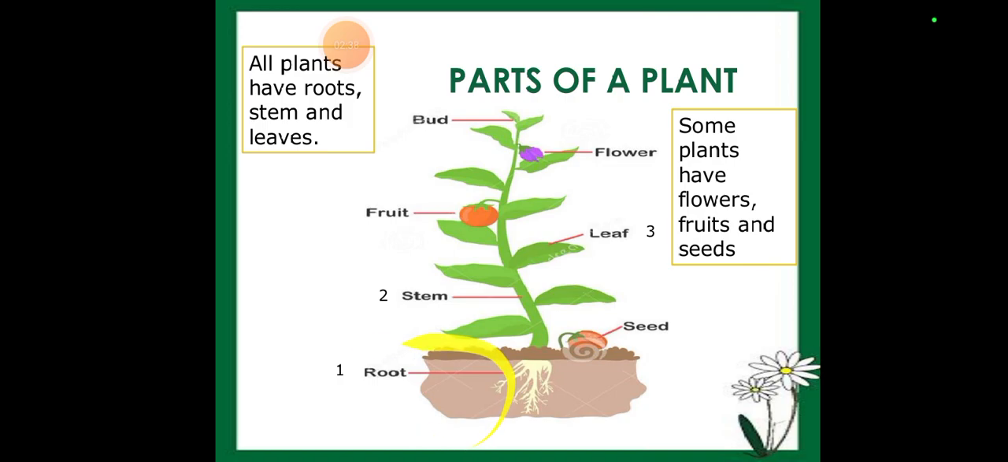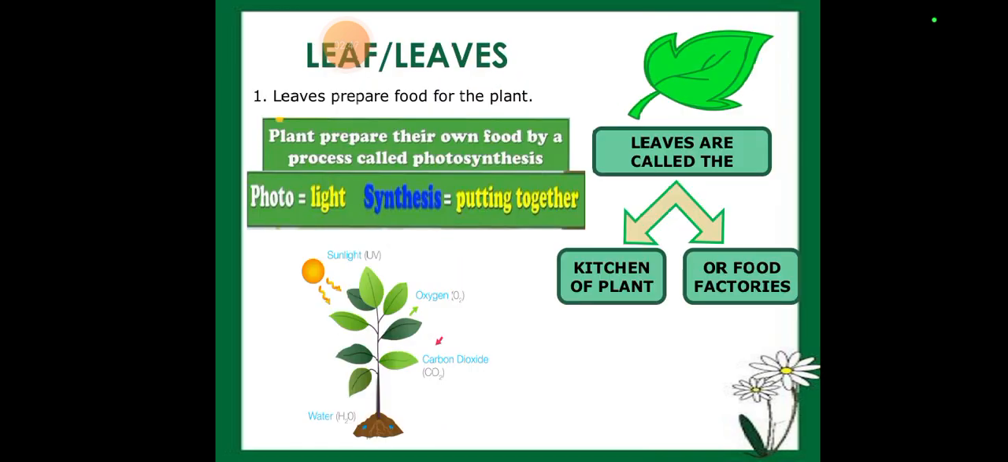All types of plants have roots, stems, and leaves, but only some plants have flowers, fruit, and seeds. Flowers, fruits, and seeds are not necessary. Now let's see the structure of a leaf, or leaves. What are they called, and why are they useful? What do they mean basically?